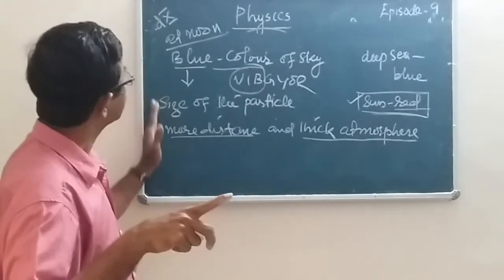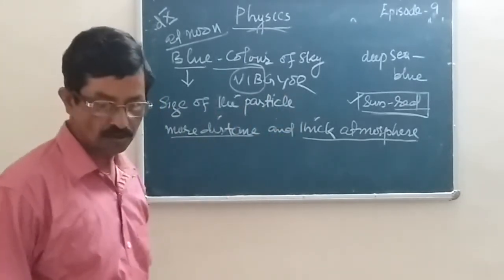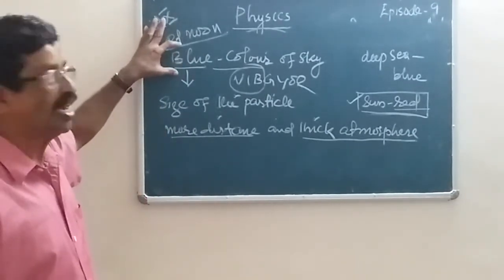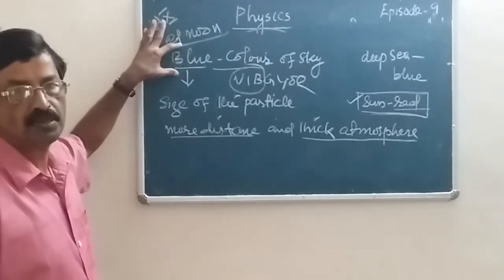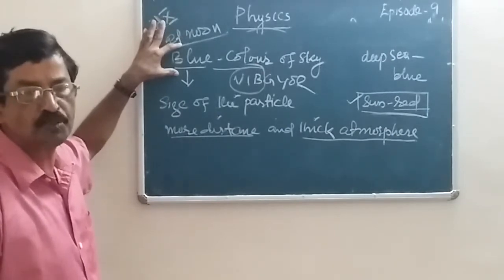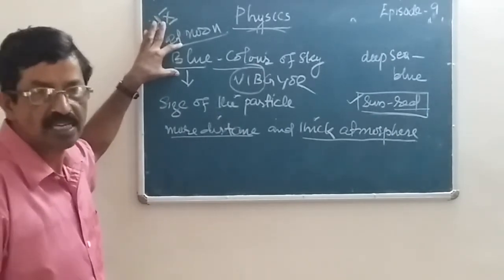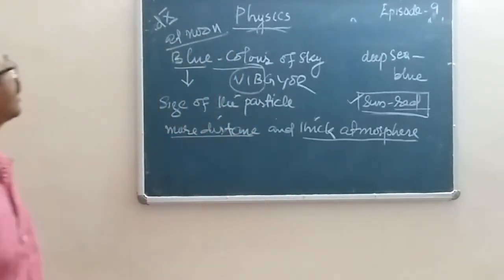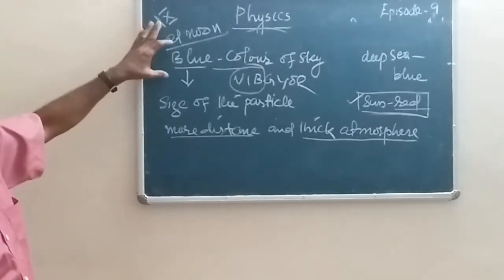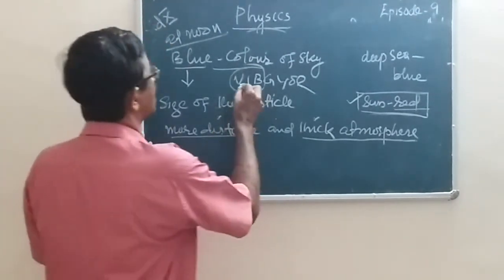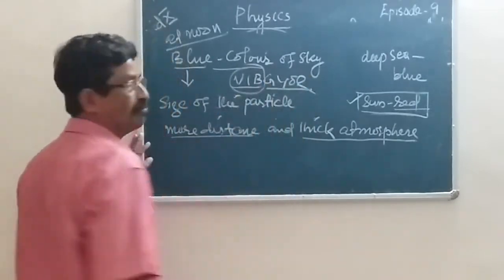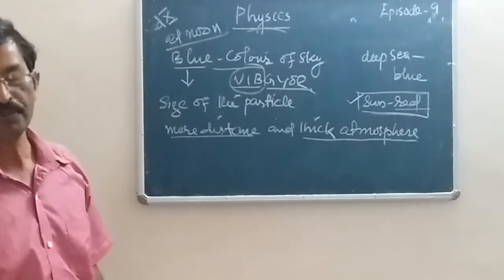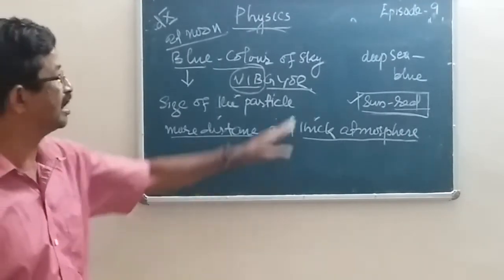Now see, two questions you want to remember. One, why does the sky appear blue? What is the reason? Is it due to dispersion or scattering? It is due to scattering. Second, which light beams with a shorter wavelength? This group, violet, indigo, with a shorter wavelength is scattered more than the longer wavelength light.